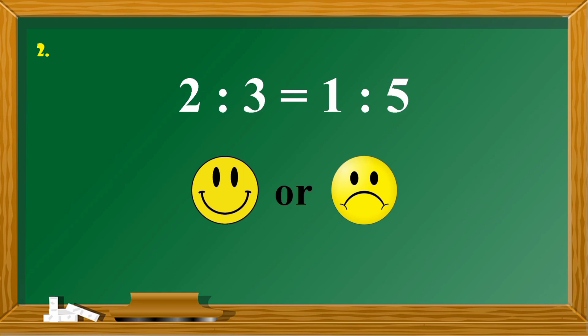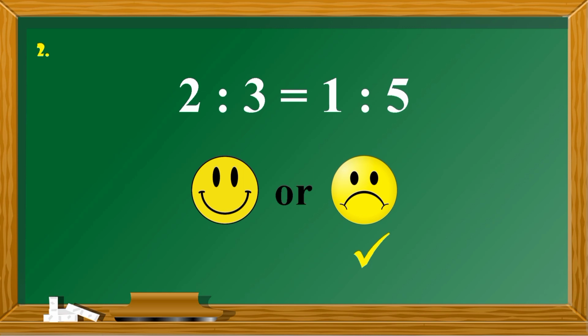Matanong number 2. 2:3 is equals to 1:5. Is it a proportion or not? Happy face or sad face? Sad face. That's correct. It is not a proportion.